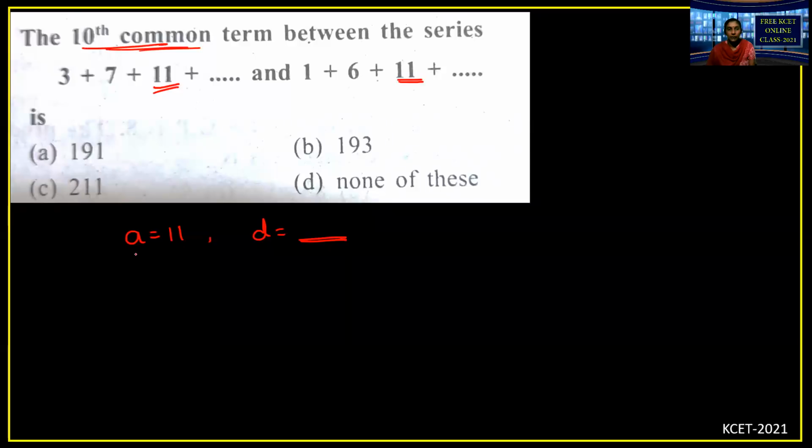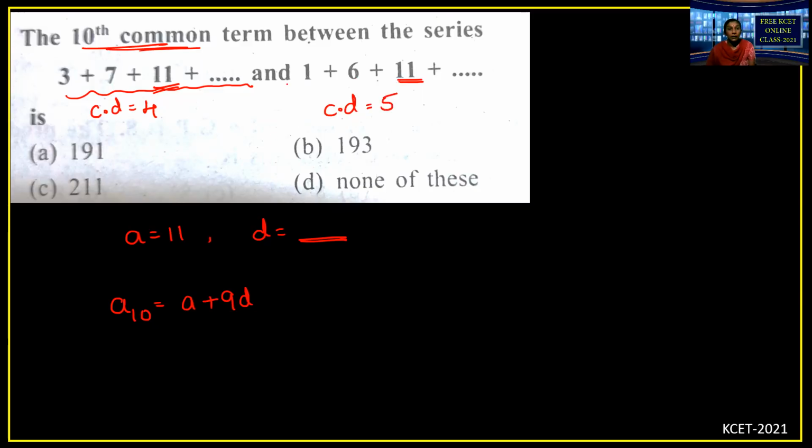So to calculate the 10th common term, that is A10. A10 value is nothing but A plus 9D. So we need to calculate A plus 9D. The A value is known, the D value we need to find out. How to find the D value? Let us consider the first sequence. In the first sequence, the common difference is 7 minus 3, which is 4. The second sequence is 1, 6, 11, and so on. The common difference of the second sequence is 5.